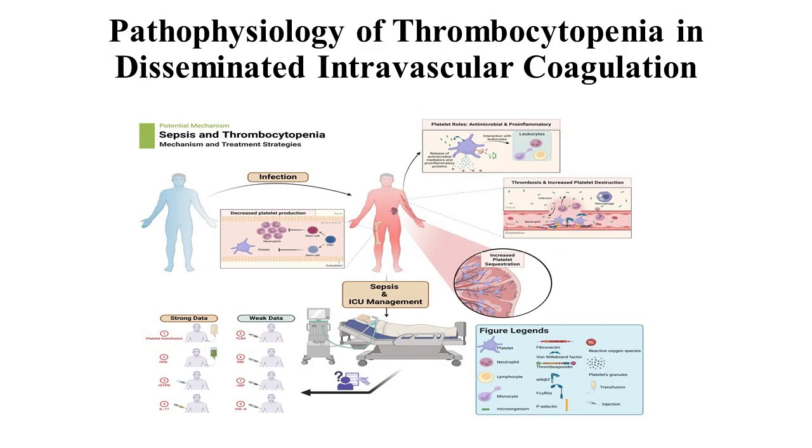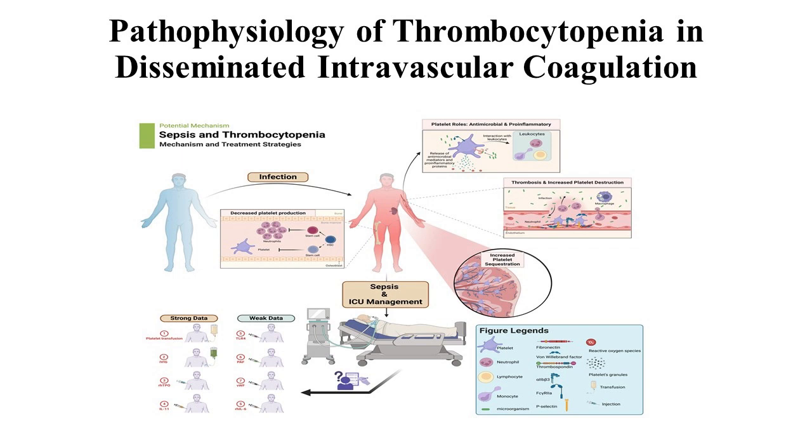This slide illustrates the pathophysiology of thrombocytopenia in disseminated intravascular coagulation, DIC, particularly in the context of sepsis. It highlights the multiple mechanisms that contribute to a reduced platelet count during severe infection. The process begins with infection, which triggers a systemic inflammatory response.